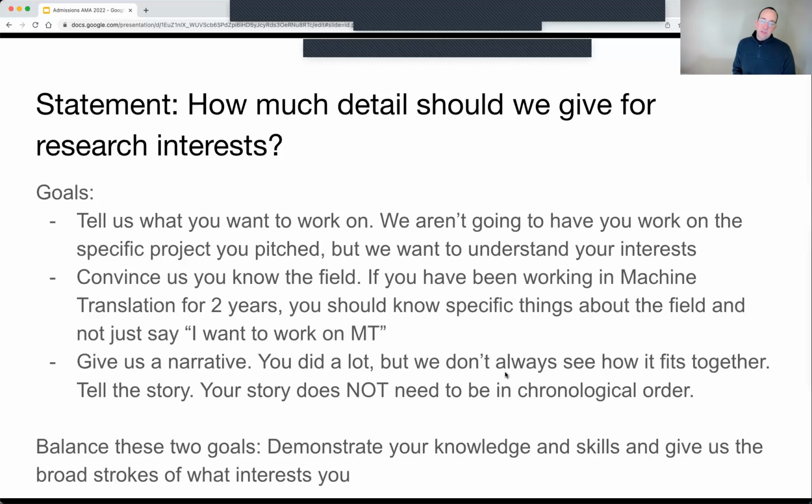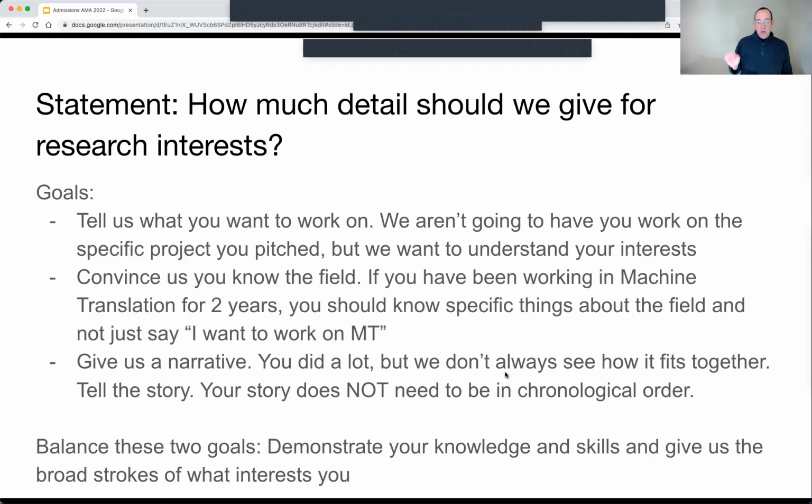The last thing I think your statement should do is give us a narrative. So you have done a lot of things. We don't always know how those things fit together. And sometimes I'll read an application and I don't know, when was this person at this school and where are they now and when were they with this company? I don't really understand the ordering here. So you can tell a narrative of the things you've done and how they fit together.